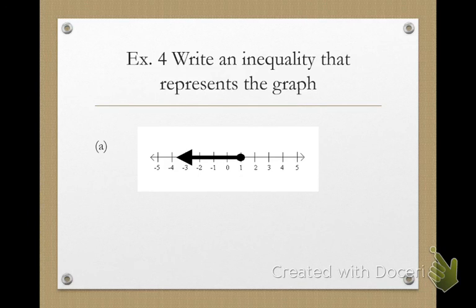Now let's go in reverse. I'm going to give you a graph, and I want you to write the inequality that represents it. You can use any variable you want. Connor, you want to give it a shot? G is less than or equal to 1. How did he know it was supposed to be less than? Because the arrow's going left. How did he know it's supposed to be equal to? Because it's a closed dot. How did he know it was a 1? Because it's on 1.